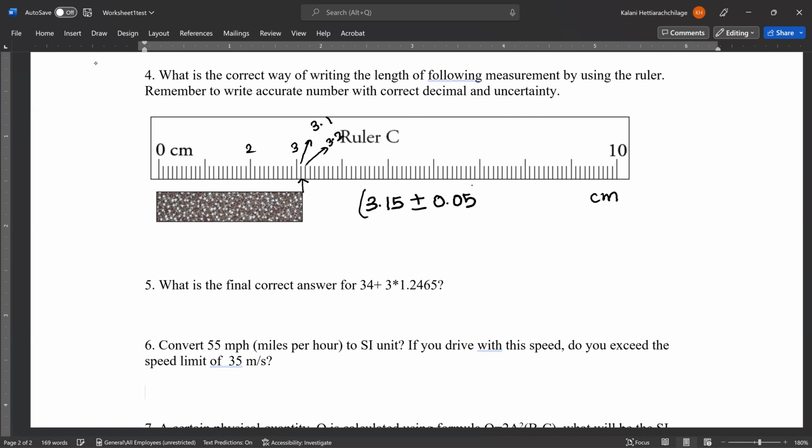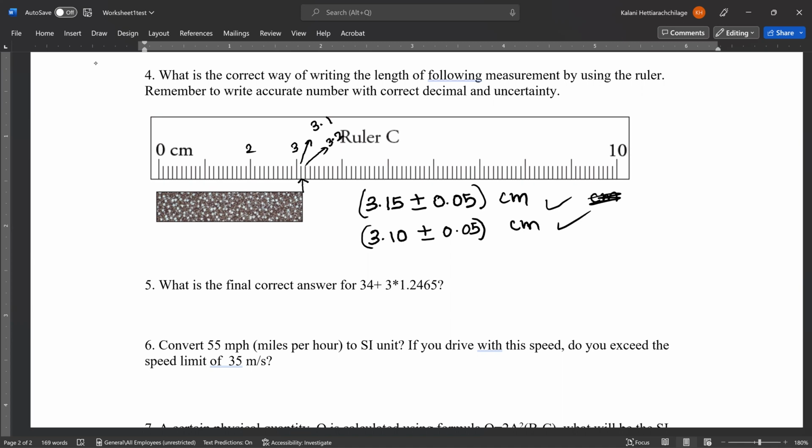And let's write the units, centimeters. Okay, so now somebody can think, oh, it's not past 3.1, it seems to me exactly 3.1. Then my answer is 3.10. This second digit, although it is 0, you need to write it down. Okay, centimeters. That is also correct.